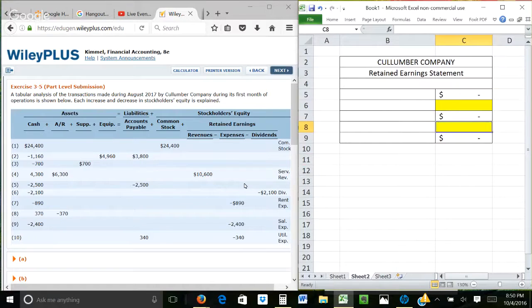So going into part B, we have our retained earnings statement. And this is going to be, again, for the month ended August 31st, 2017.